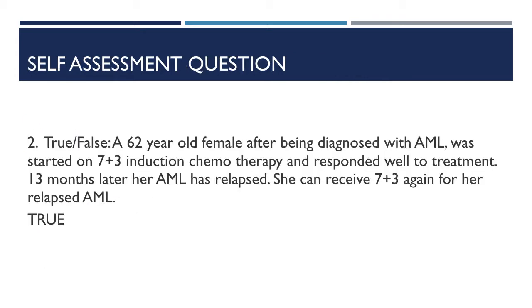So a true or false question: you have a 62-year-old female, and after being diagnosed with AML, she was started on 7+3 induction chemotherapy. She responded well. 13 months later, her AML has relapsed. Can she receive 7+3 again for her relapsed AML? And the answer is true, she can.